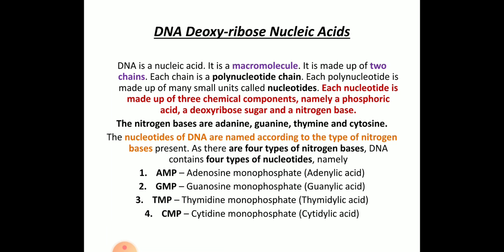Now these are the four important nucleotides. These four different types of nucleotides have terminologies like AMP, that is adenosine monophosphate, also called adenylic acid; GMP, that is guanosine monophosphate, guanylic acid; TMP, that is thymidine monophosphate, thymidylic acid; and CMP, cytidine monophosphate, also called cytidylic acid. So these are the four important types of nucleotides which are present in the DNA.